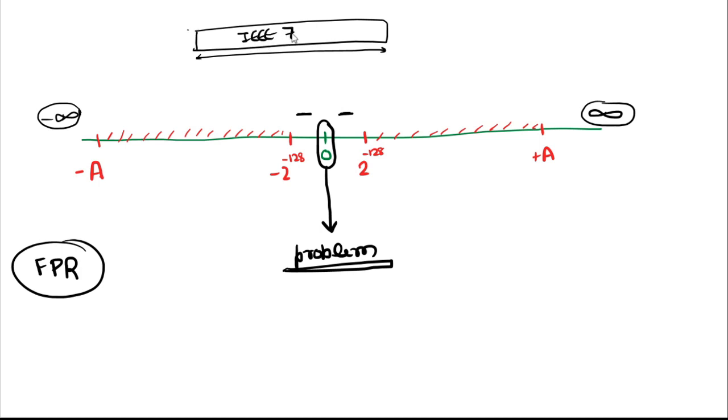IEEE 754. This is a standard that is being followed in order to represent anything in floating point representation. If we want to use the floating point representation scheme, we need to follow this particular IEEE 754 standard. So what exactly is the IEEE 754 standard?